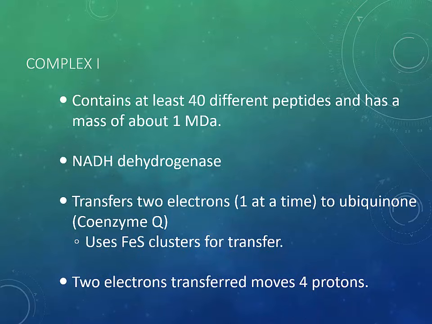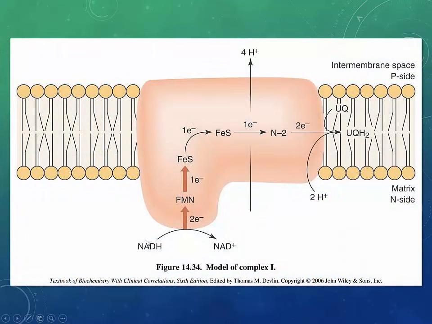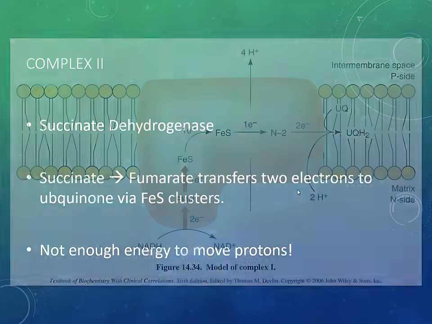Complex 1 is enormous. It's about 40 different peptides. It's 1 megadalton. It is the NADH dehydrogenase, or NADH ubiquinone oxidoreductase, and it transfers 2 electrons, 1 at a time, onto ubiquinone. It uses iron-sulfur clusters. This movement of electrons is going to pump 4 protons. And just briefly, we can see NADH, we lose 2 electrons on the FMN. FMN will transfer 1 electron at a time onto FeS, FeS then onto ubiquinone. We'll pick up the 2 electrons, once again, 1 at a time onto ubiquinone. Overall pump is 4 protons.